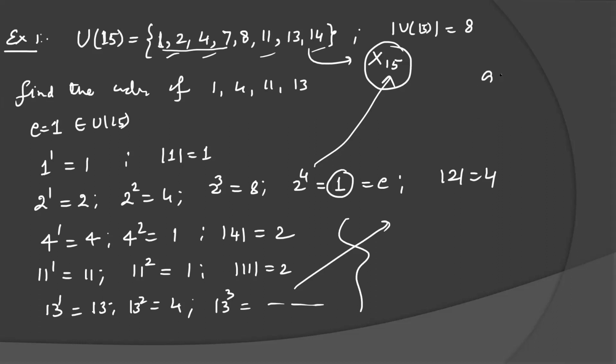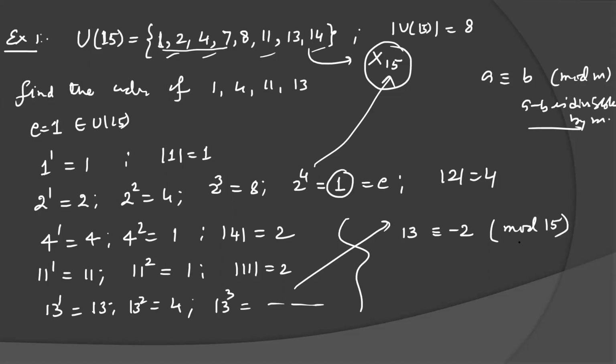I told you A is congruent to B modulo M if A minus B is divisible by M. If you see my second lecture. So 13 is congruent to minus 2 modulo 15. It can be addition or it can be multiplication. Because 13 minus (minus 2) is divisible by 15. It means the order of 13 is equal to the order of minus 2. We can find the order of 13 with the help of minus 2.